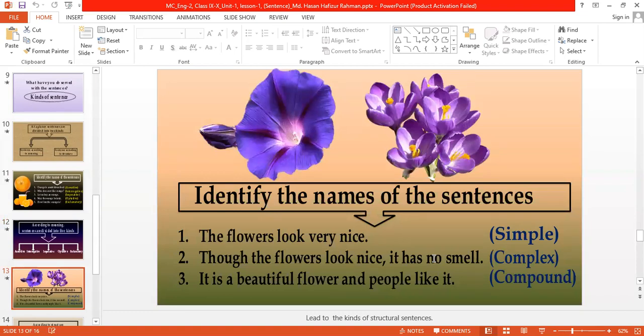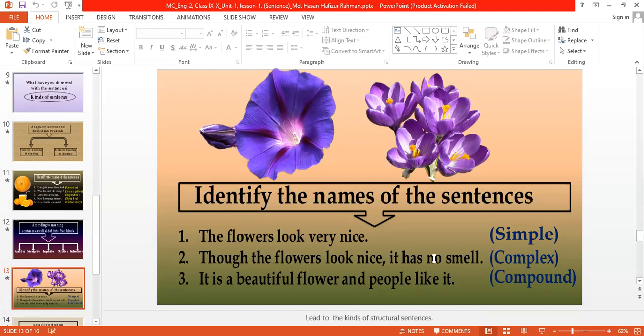The flowers look very nice. Simple sentence. Though the flowers look nice, it has no smell. Complex sentence. It is a beautiful flower and people like it. My dear students, you may realize this sentence. Look at the board. Look at the slide. The flower looks very nice. Here, one subject and one verb. The one subject and one finite verb makes this sentence. So it is a simple sentence.